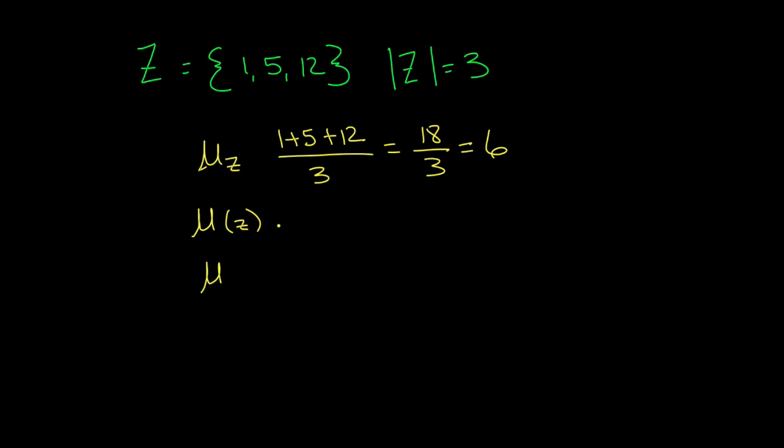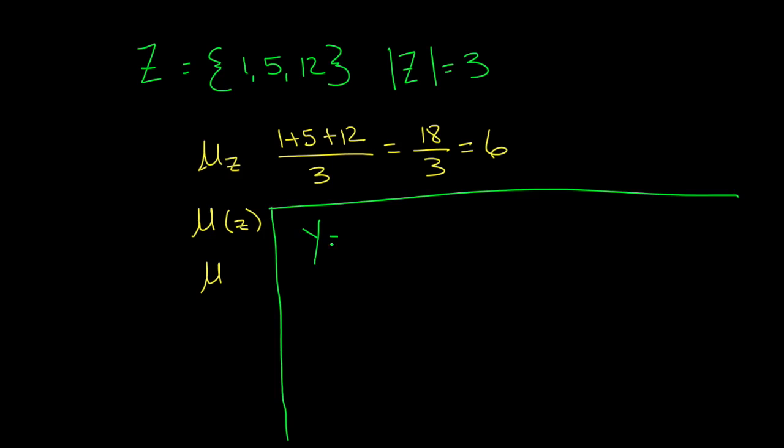Let's do a slightly harder example with symbols instead. Suppose I give you a set y, which consists of 4 numbers, but I don't tell you what they are. y1, y2, y3, and y4. Then the mean of y, mu sub y, would just be 1/4 times y1 plus y2 plus y3 plus y4.